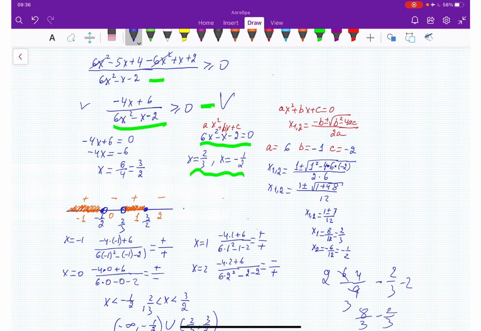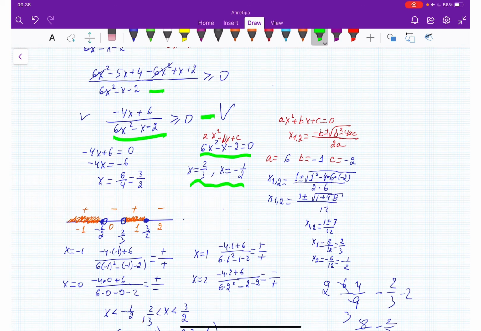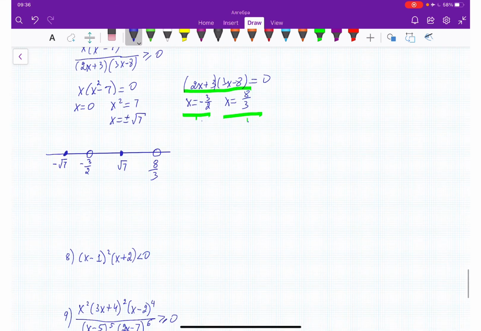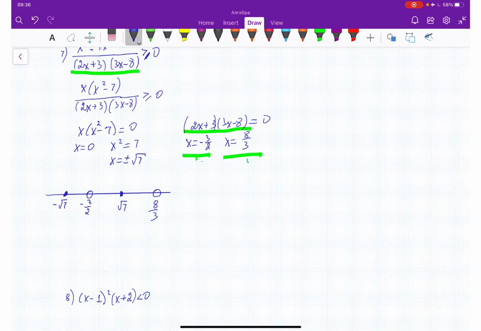So this one, it will still stay, right? Negative 1/2, 2 thirds, and 3 over 2. 3 over 2 will stay because it's a solution for the numerator, right? This is the solution for the numerator. We can have 0 in the numerator because we have an equal sign also, greater or equal, right? If it would be only greater, then the numerator also would be an empty circle because we could not have a result of 0. Okay, this is an important thing I wanted to mention.